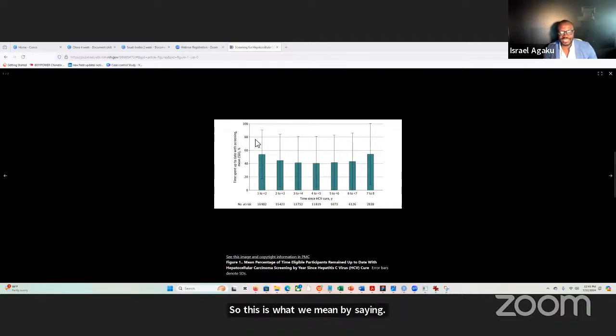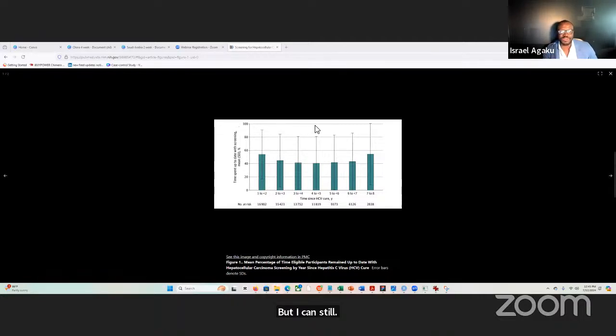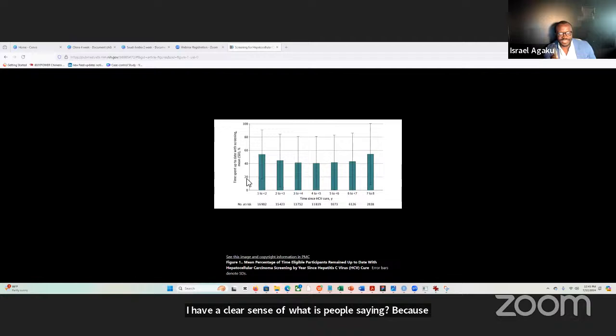At this point, this figure is detached from the rest of the manuscript, but I can still get a sense of what it's saying, right? It stands alone because just by looking at this, even if I don't have to go back and read the paper, I have a clear sense of what this paper is saying because the axes are well labeled, both the X and Y axis, right? There is a clear figure caption, and everything is well explained. So that is what we mean by your content should be able to stand alone.